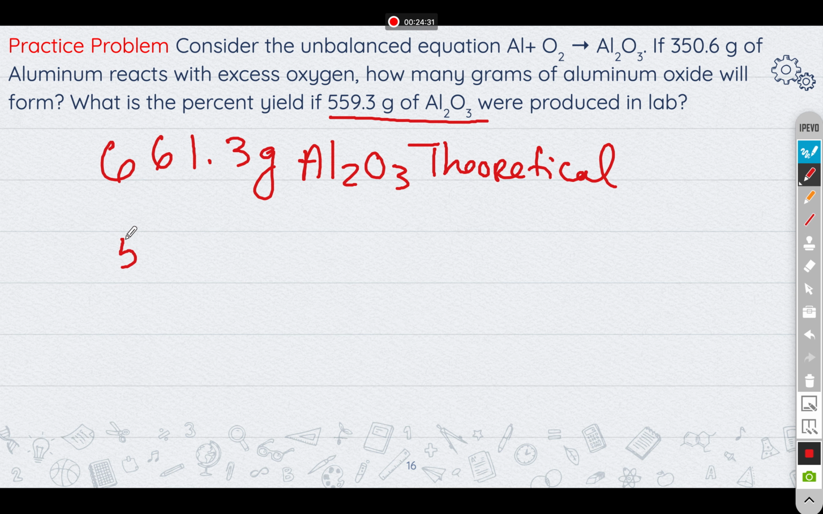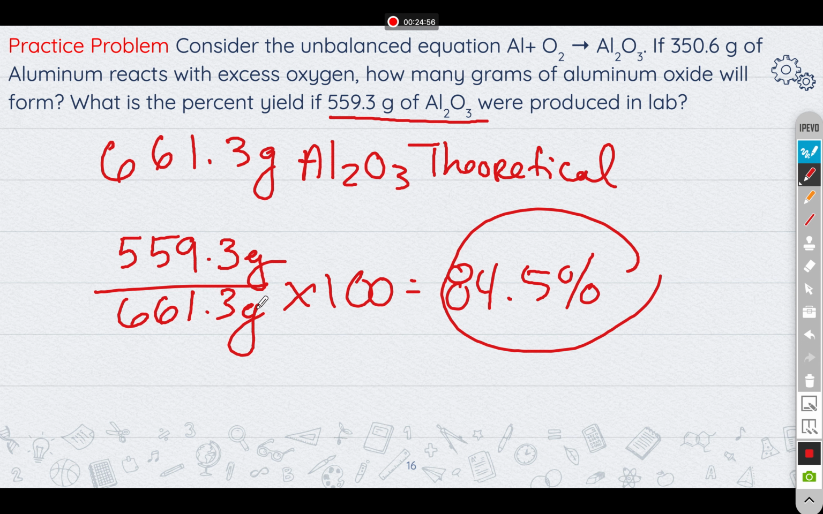So what you're going to do is 559.3 grams divided by 661.3 grams times 100, and then you get 84.5%, and that is your percent yield. This is grams of aluminum oxide divided by grams of aluminum oxide. Remember, the unit has to be exactly the same on the top and the bottom. If it's not, then you did something wrong.